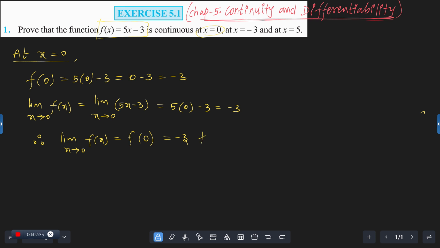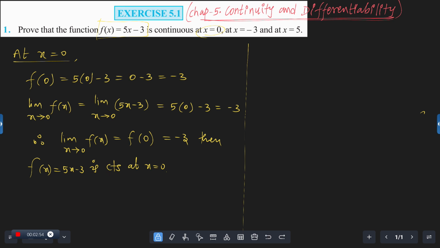Then you can write: the function f of x is equal to 5x minus 3 is continuous at x is equal to 0. Continuous, I wrote CTS.